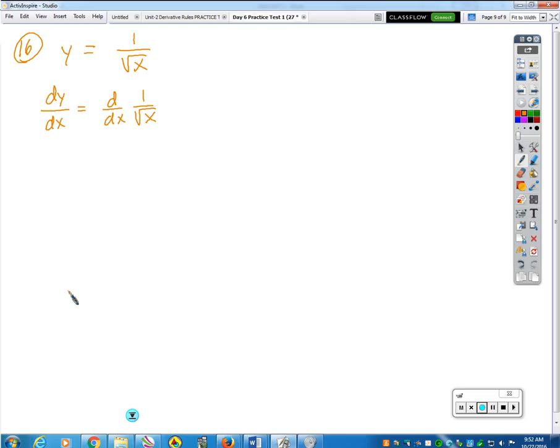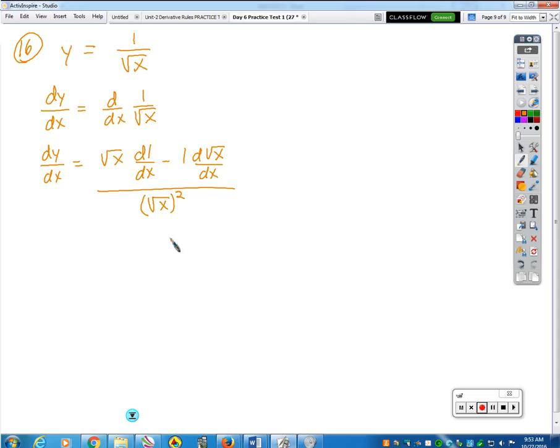So you need the quotient rule, and so it's going to be the square root of x, d1 over dx, minus 1, d of square root of x divided by dx, over square root of x. Perfect.